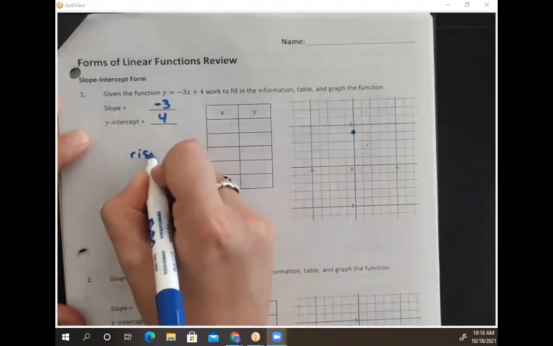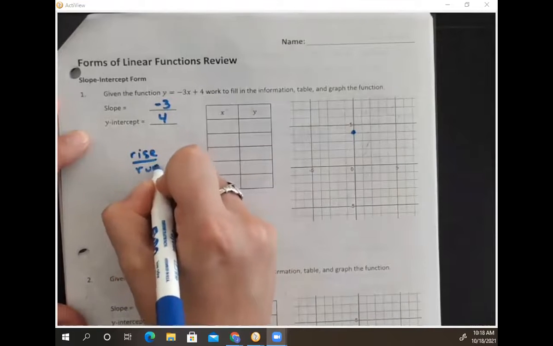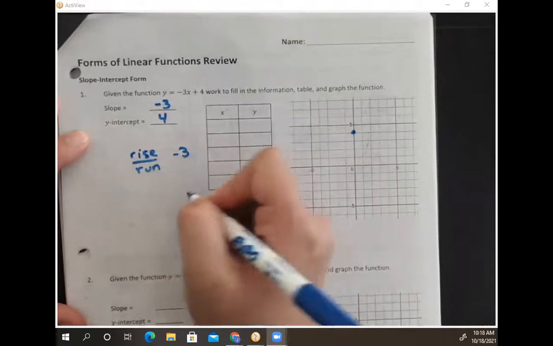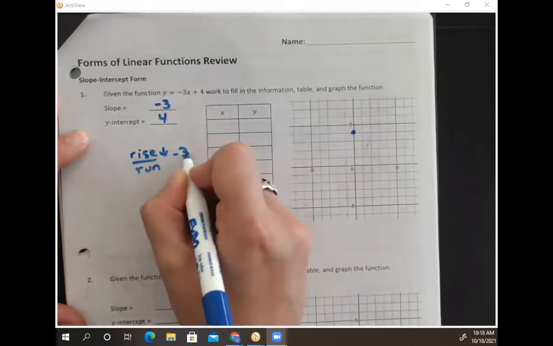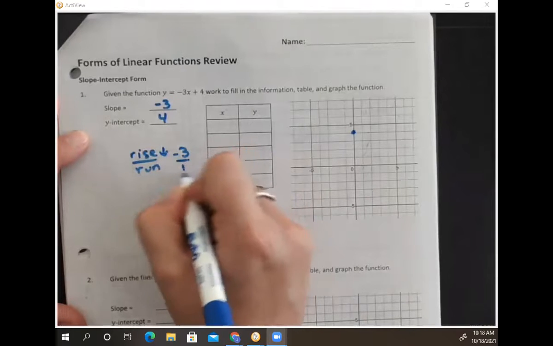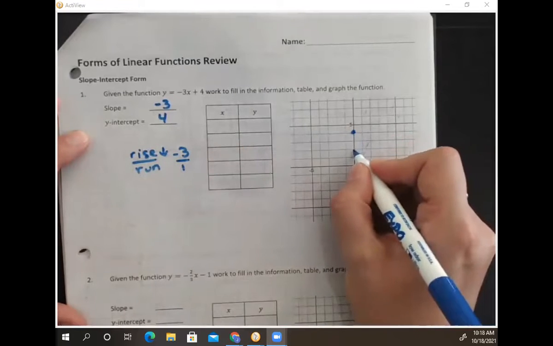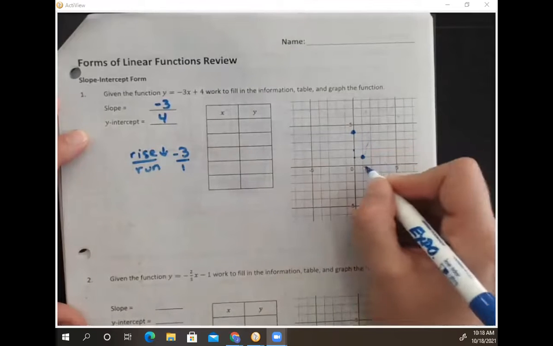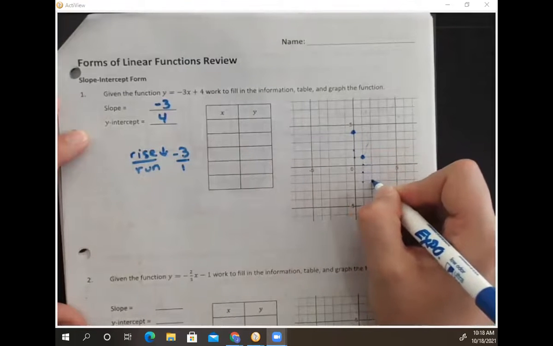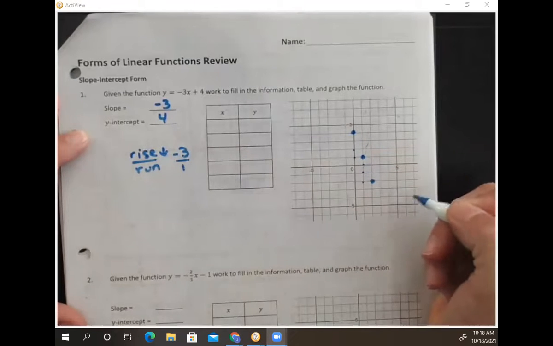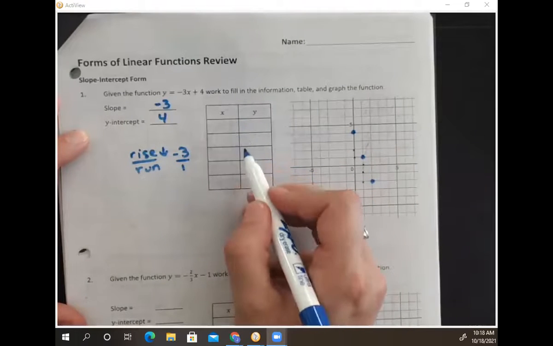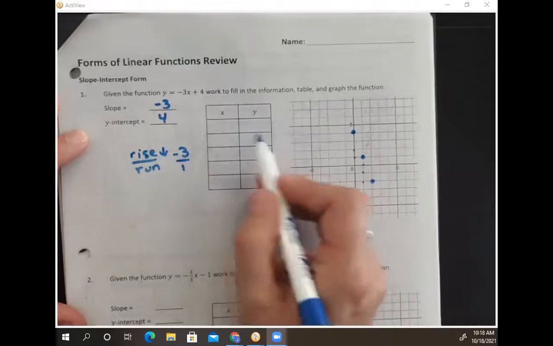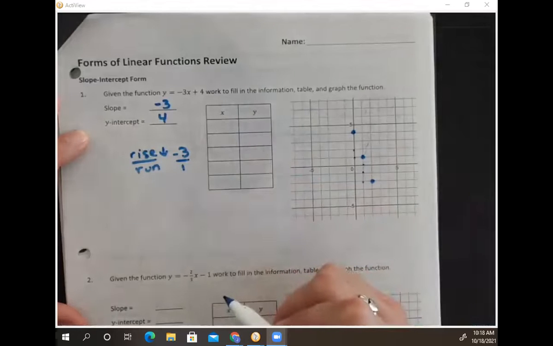Remember, slope is rise over run. Our slope is negative 3. That means our rise is going to go down 3 since it's negative, and our run will be 1. So 1, 2, 3 over 1. Always at least 3 points. I'm also asking for a table of values here, so I'm going to do some extra points. That way I know I have enough points for my table.